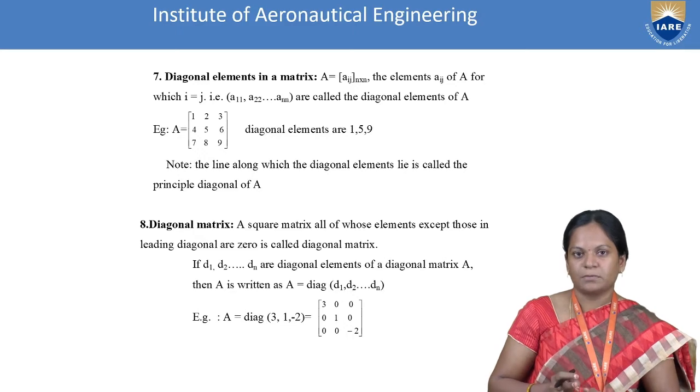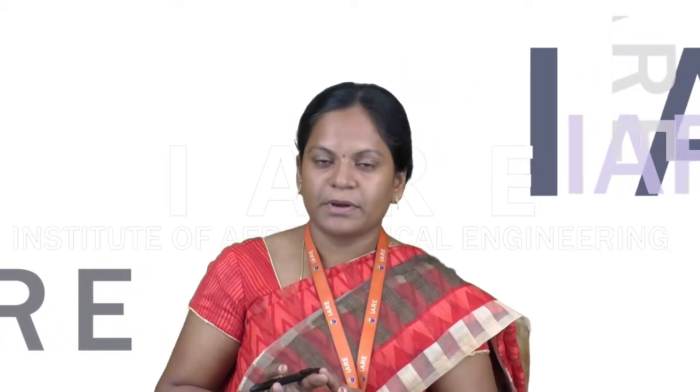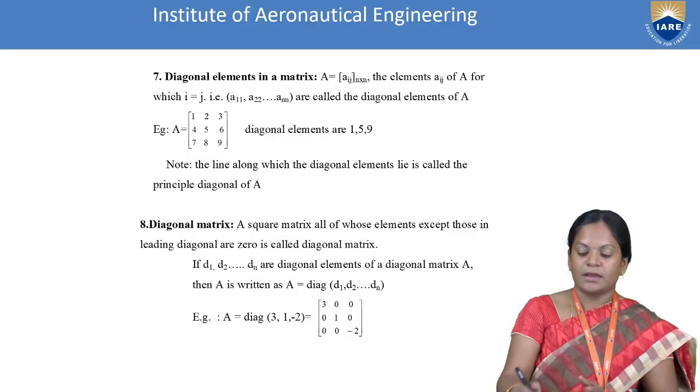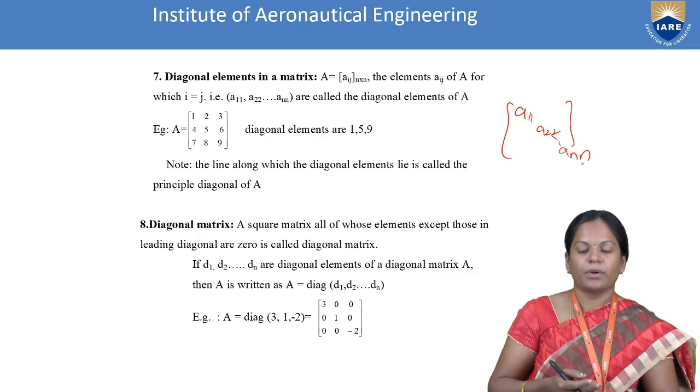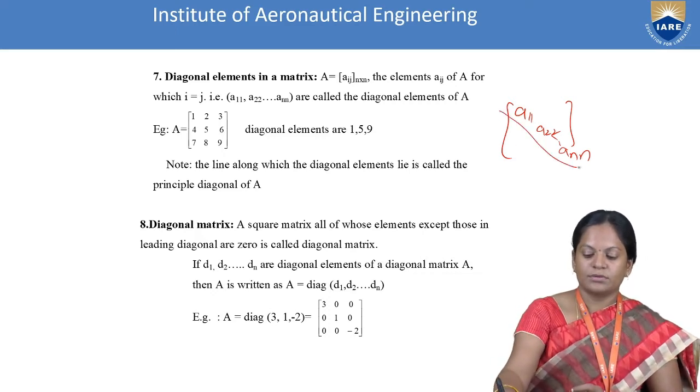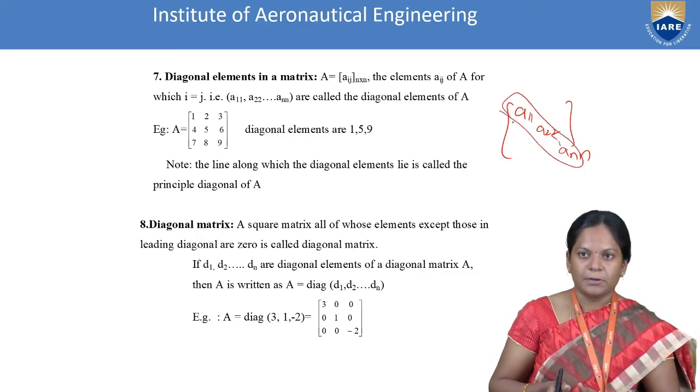What are the diagonal elements? A11, A22, A33 and so on, up to ANN. Definitely the given matrix is a square matrix, and all the Aij's where i equals j are said to be diagonal elements. In any matrix, A11, A22 and so on, and in the last we have ANN. All these values are said to be diagonal elements.